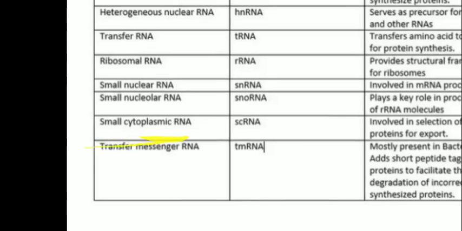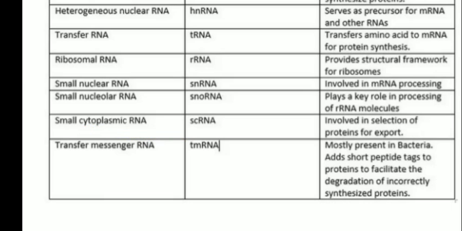Then the next type of RNA is small cytoplasmic RNA. This type of RNA is present inside the cytoplasm and is involved in the selection of proteins for export. Here it selects the protein molecule and then transfers it to other parts of the body.